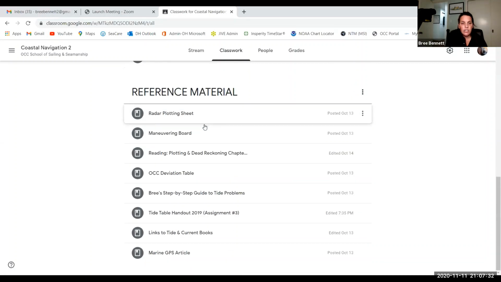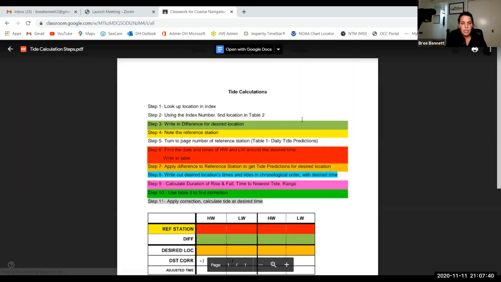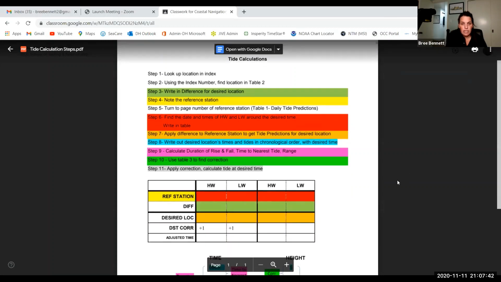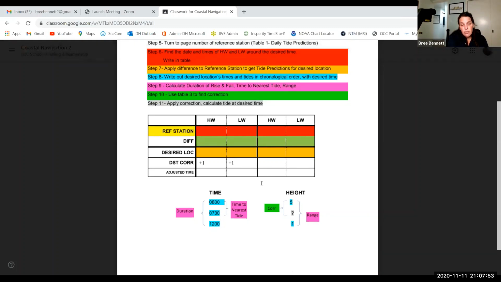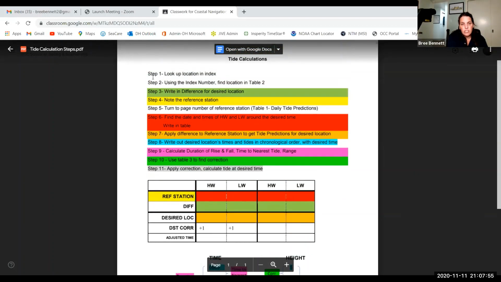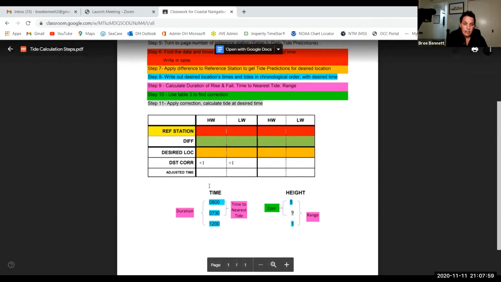And then I also wanted to show you down in reference materials, I have Bree's step-by-step guide to the tide problem. So if you forget what I was saying, or you wanted a little guide or reference to my little table that I make. This is your step-by-step guide of how I do tide calculations.